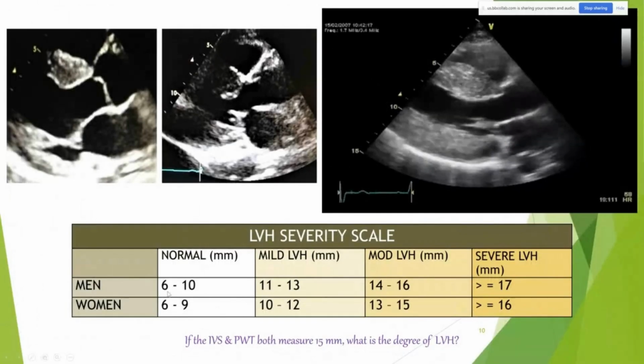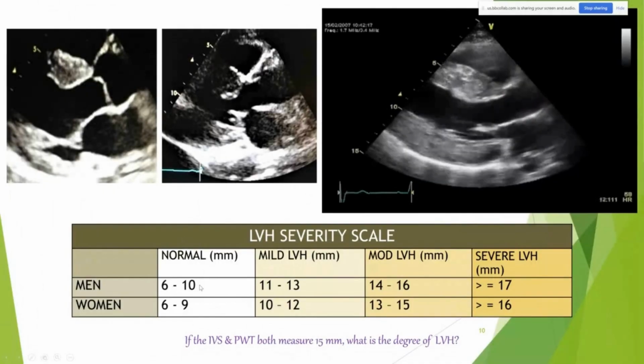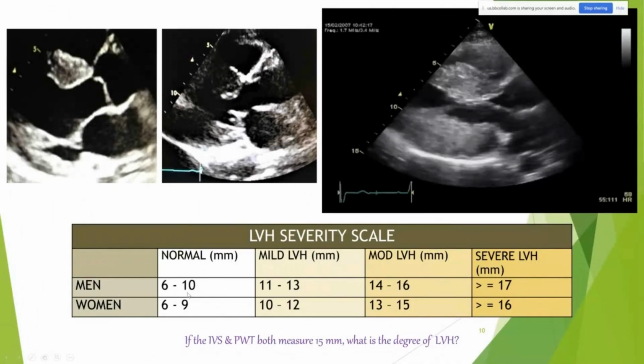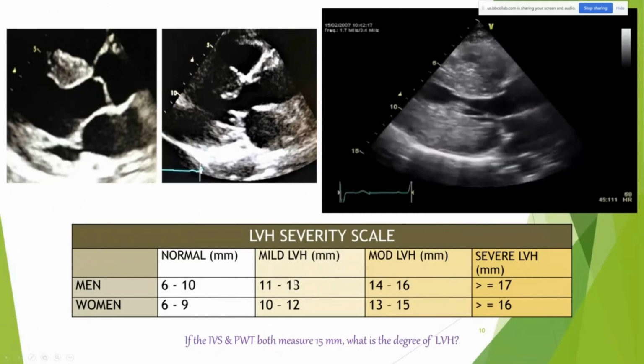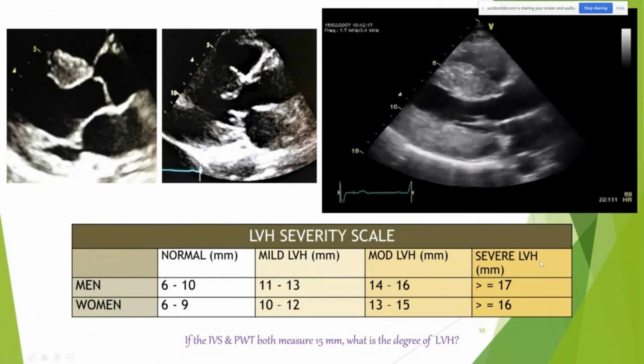So here are your measurements. For men, it's, by the way, I use centimeters instead of millimeters. So you just move the decimal point 1 place over to the left. So 0.6 to 1 centimeters is normal. 1.1 to 1.3 centimeters is mild hypertrophy. 1.4 to 1.6 is moderate. Anything greater than 1.7 is severe left ventricular hypertrophy.